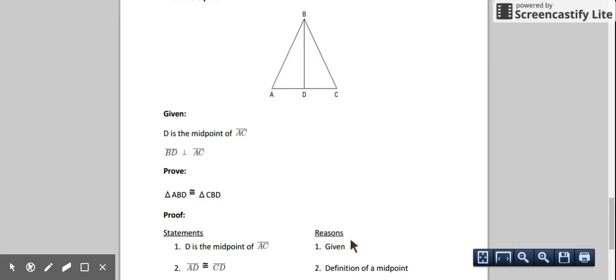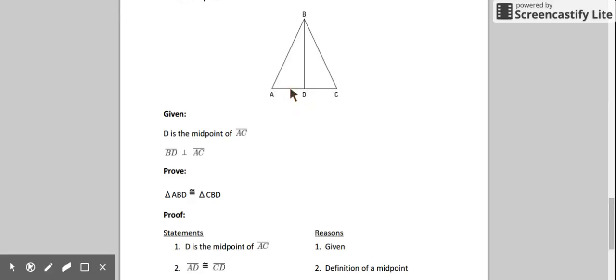And the second step is asking yourself what that allows you to do in the diagram. What congruency symbols can you use, or what next statement can you provide based on that information? So if D is the midpoint of segment AC, then D must be right in the middle, making AD and CD equal distances, or segment AD is congruent to segment CD.